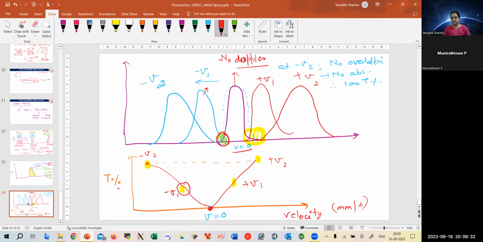Now if it is moving a very far distance away from the source, there is no overlapping at all. The source and sample energies are not overlapping, they're not resonating, so there won't be any absorbance. When there is no absorbance, there will be 100% transmittance. That's why, if I say this is 100% transmittance, my V2 would be here. Is this clear up to this point?